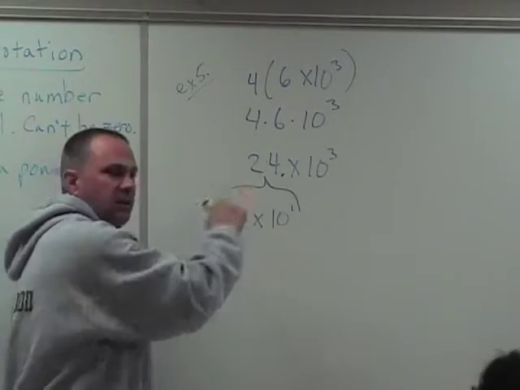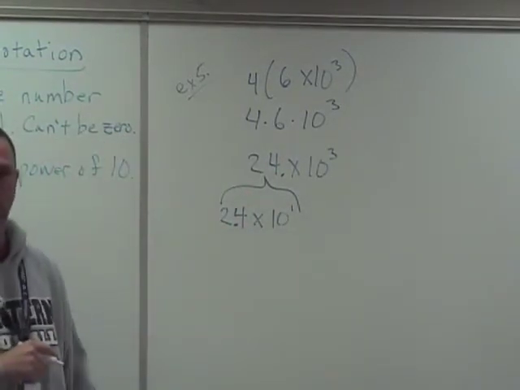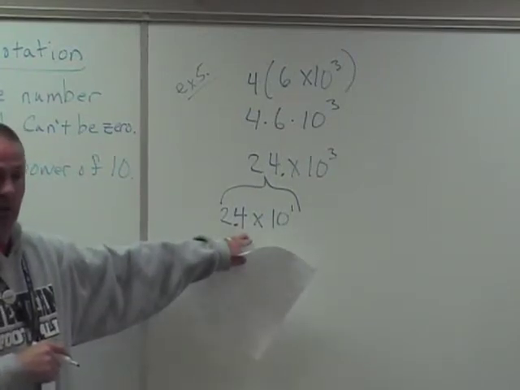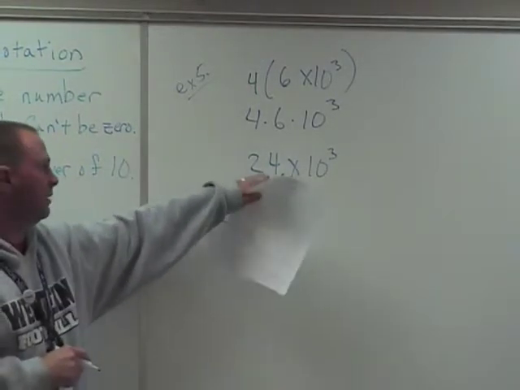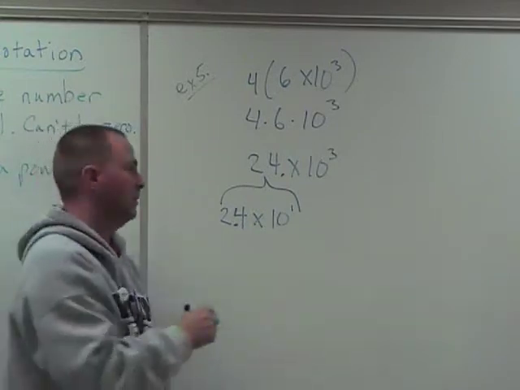Stop looking at the original number. Look at what you're doing here. Now, we're not done. This is only 24. Aren't I supposed to take 24 times 10 to the third?